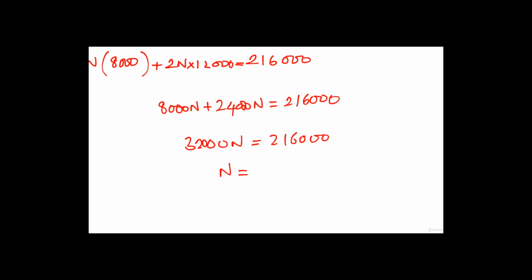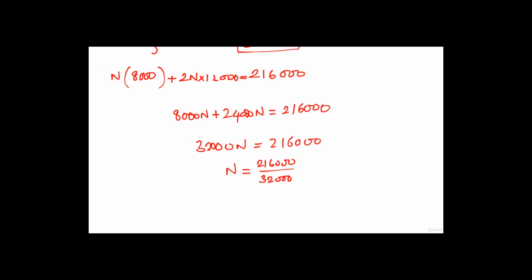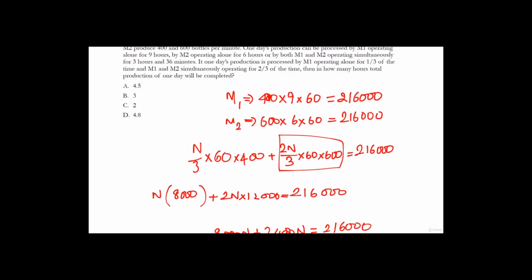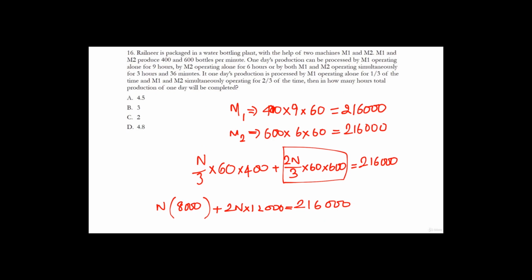So 32,000 n is equal to 2,16,000. So when you divide 2,16,000 by 32,000, we get... Sorry for the confusion. What happened is, here the question says M1 alone operates for 1/3 of the time, and M1 and M2 both of them operate for 2/3 of the time.